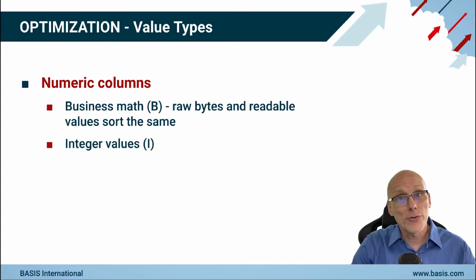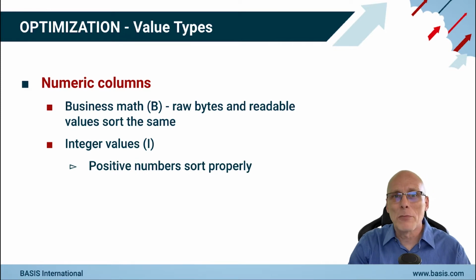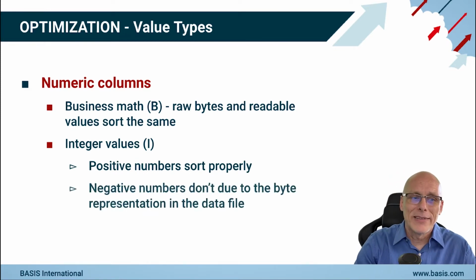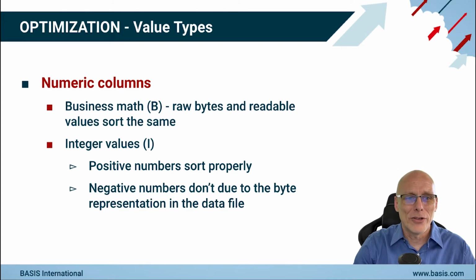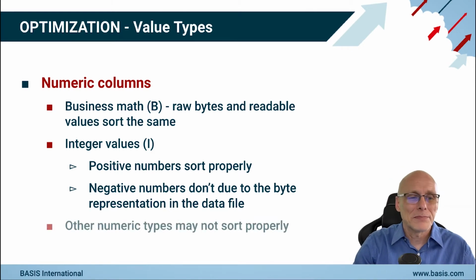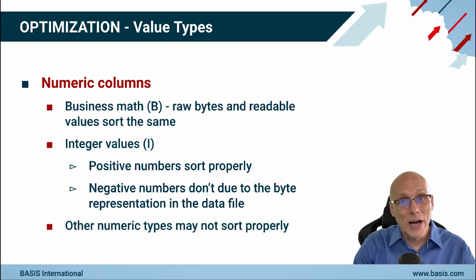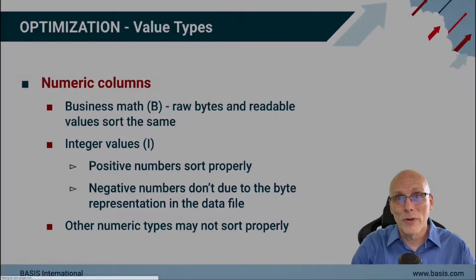Now, integer values, or type I, are an interesting one. Positive numbers sort properly, but negative numbers don't, due to the byte representation in the data file. This is an important distinction, so keep that in mind when you are using type I. If you know the numbers are all positive, you're fine. But if negative numbers are in there, then it's going to be a problem. Other numeric types may not sort properly. Those are the two that we know do, but the other ones may not.